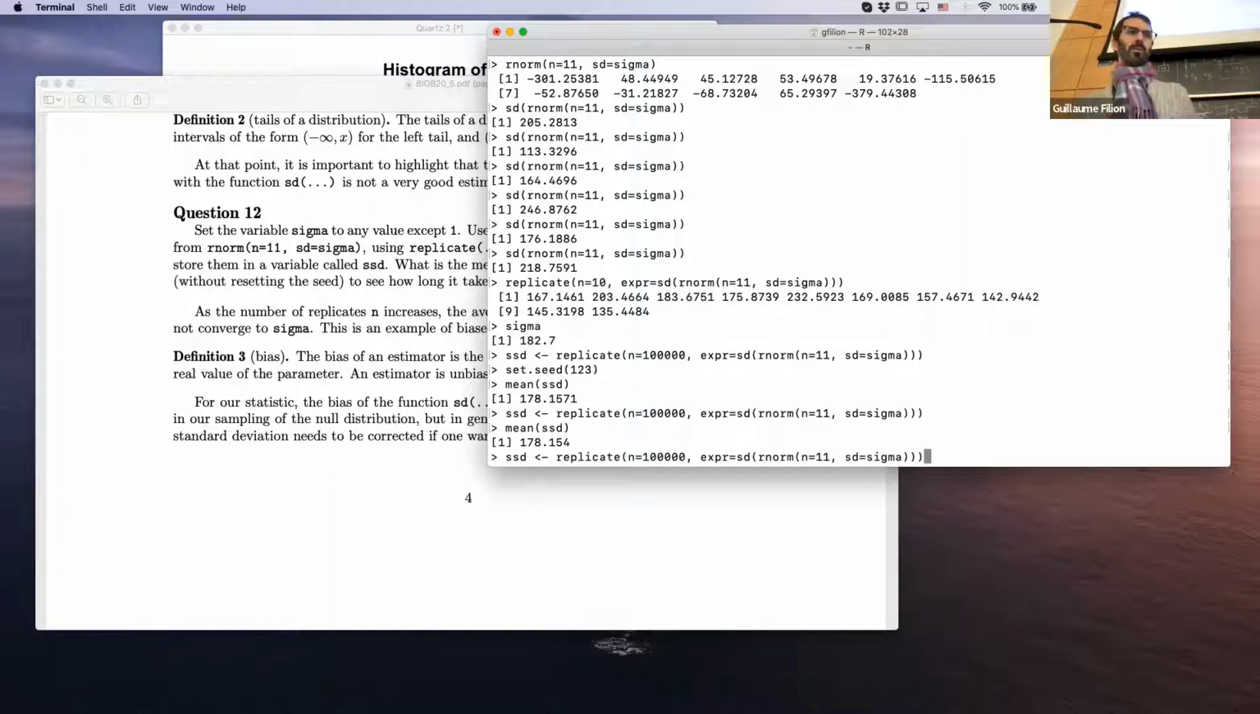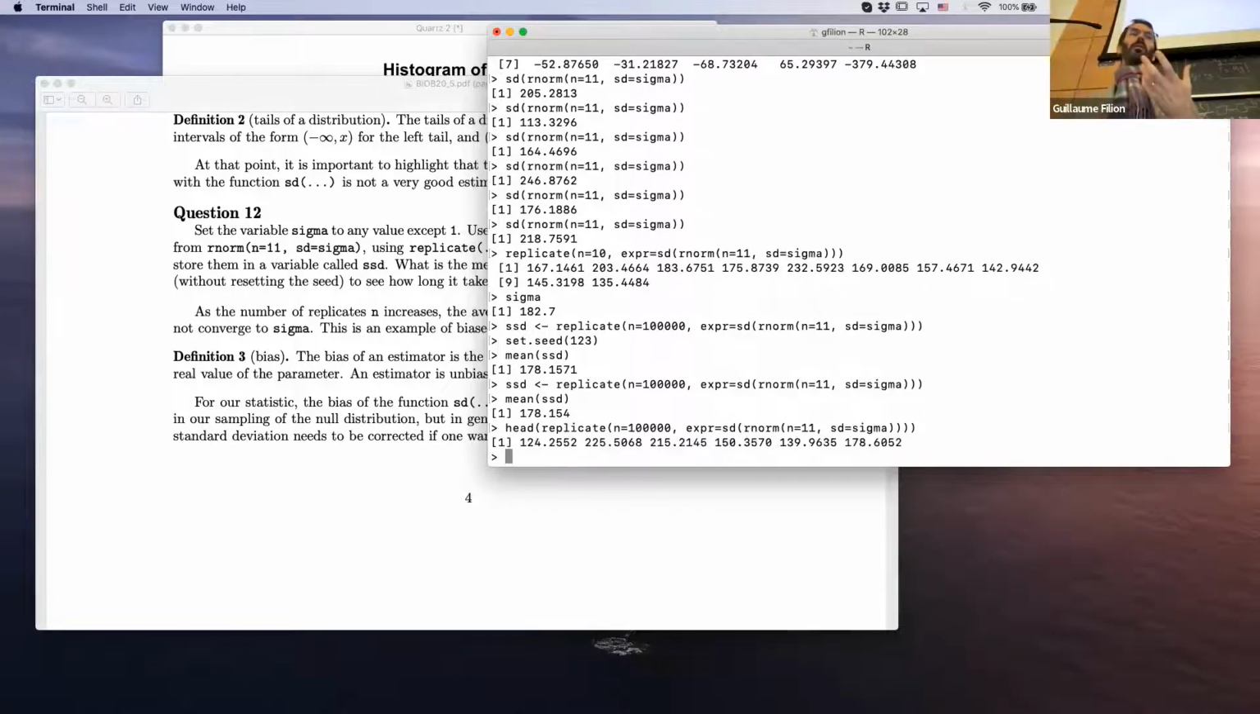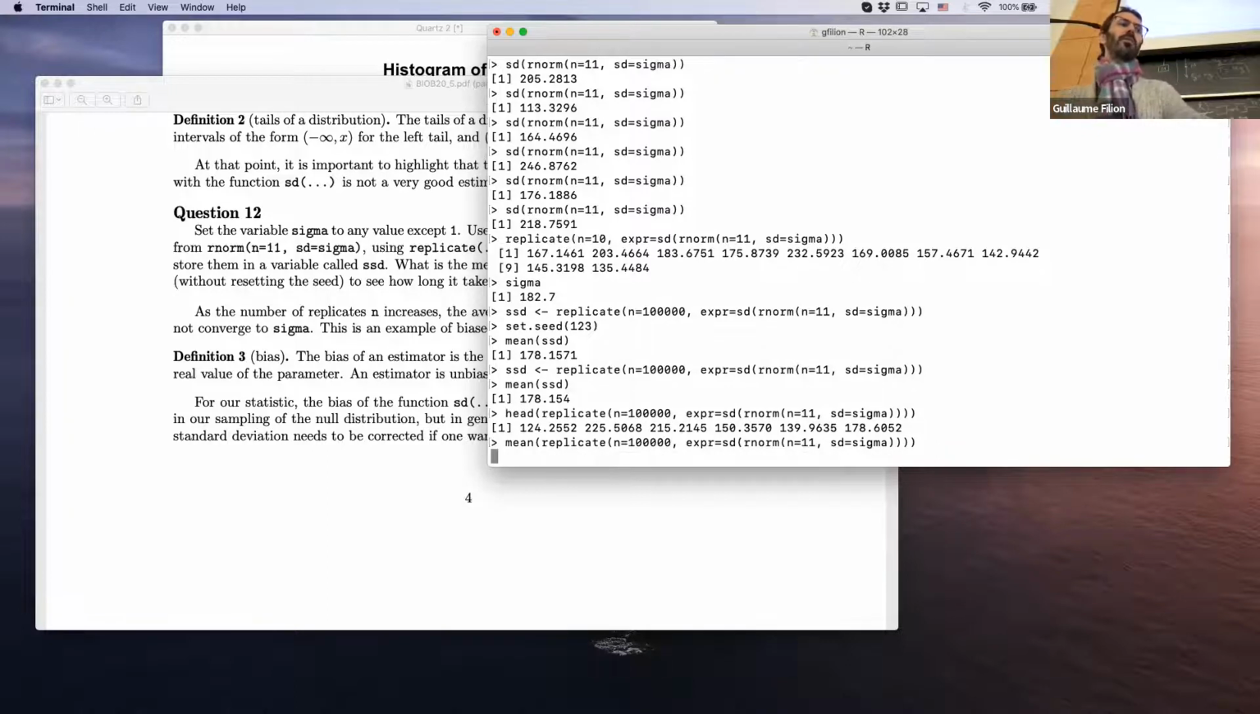So now I'm going to run them without assigning to SSD, and we'll see how long it takes before I can get an estimation. I ran this 100,000 times. How did I say it? I meant mean. I get 100,000 standard deviations.